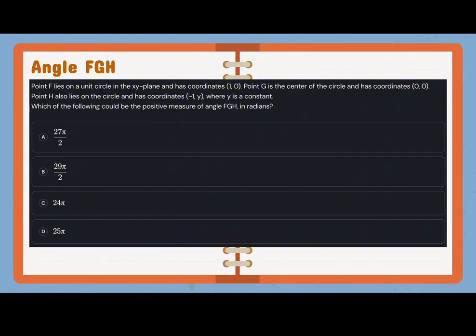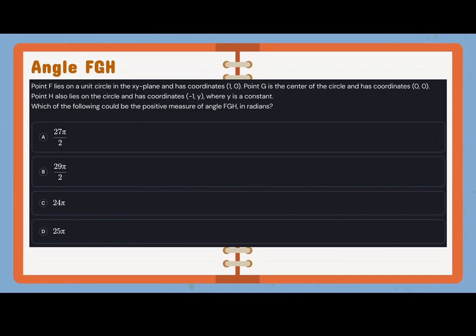Okay, last question for today. Point F lies on a unit circle. For those of you unfamiliar with the unit circle, you should have it memorized, especially not just for SAT, but for pre-calc and AP calculus, and maybe AP pre-calculus as well if your school offers that. It is something you should memorize. I don't believe they'll give you the unit circle on the SAT, so you should know it.